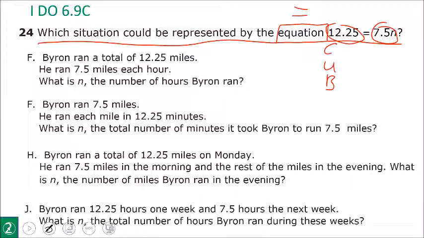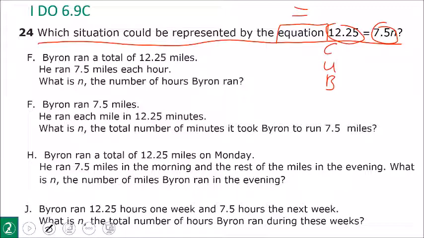12.25 equals 7.5n. Miss Tigeland says when there's no symbol between the number and the letter, it is multiplication. So we're looking for phrases in the answers that are going to be multiplication. Byron ran, so we're looking at F.